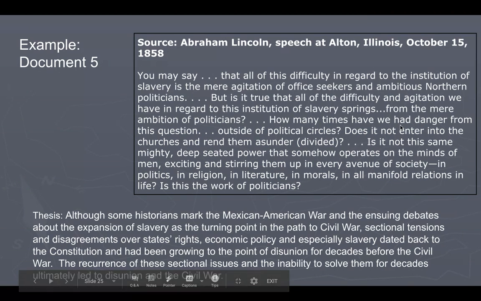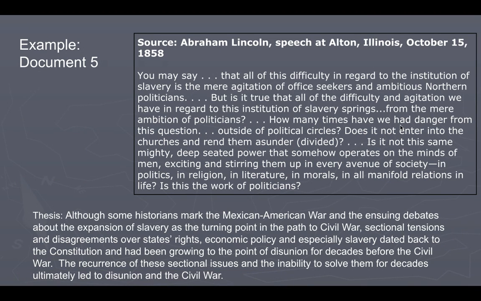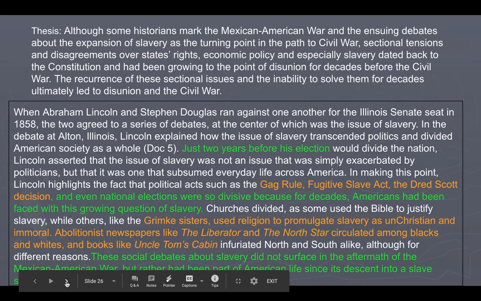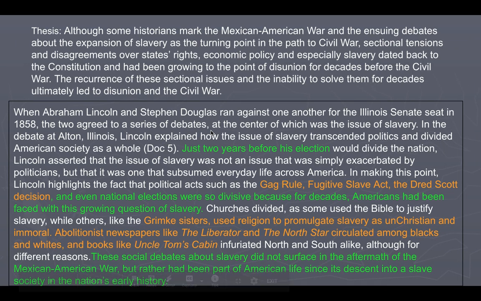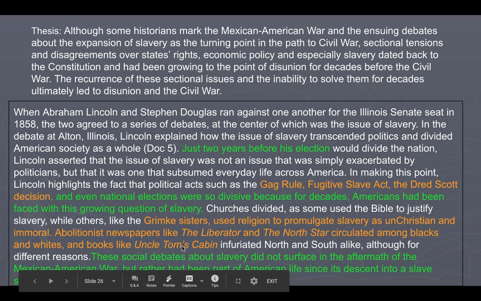And the last example I'll give you here is with Abraham Lincoln. His speech here is all about the fact that the issue of slavery is everywhere, that it's not something that we can really just get rid of, that it's literally showing up in religion and literature, in politics. Everything is now seeing the debate over slavery existing. So again, the green is how I'm using the document. The orange is pointing out outside information that can help support this as well.